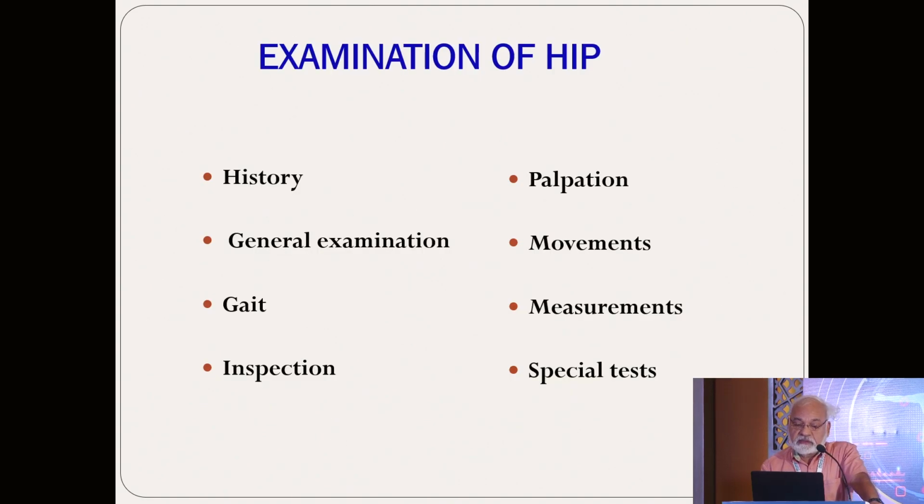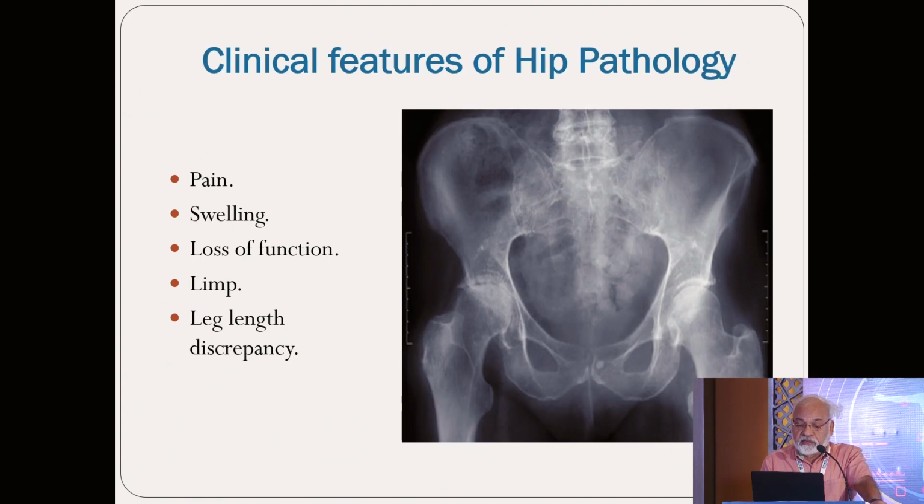So these are the things you have to go through while you examine the hip: history, general examination, gait, then, like every joint examination, inspection, palpation, range of motion, measurement of any shortening or disparity of limb length, and sometimes special tests are required, which we are going to discuss in the next few slides.